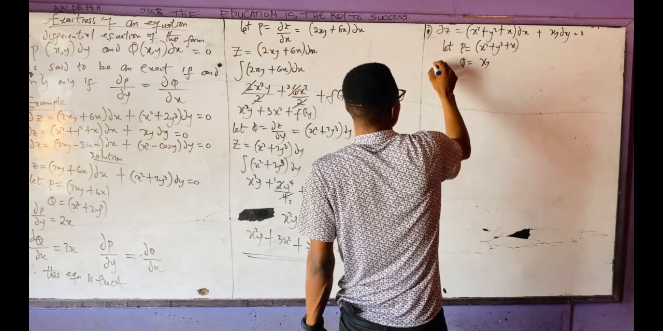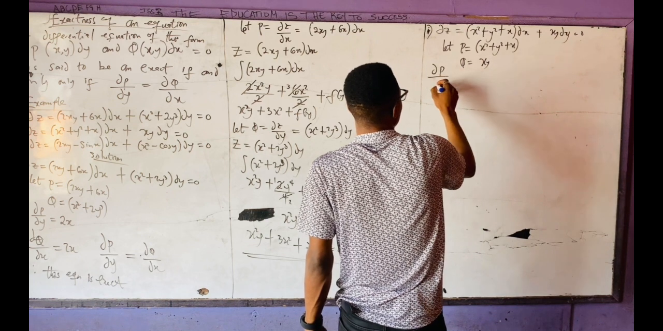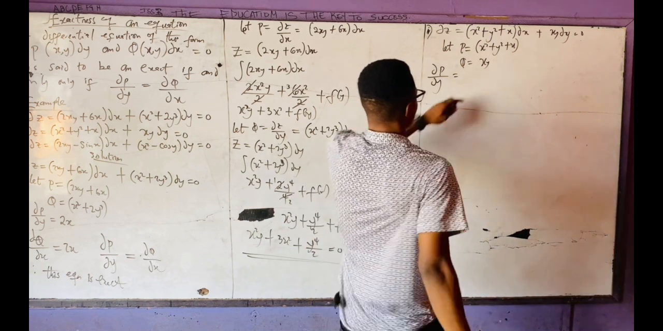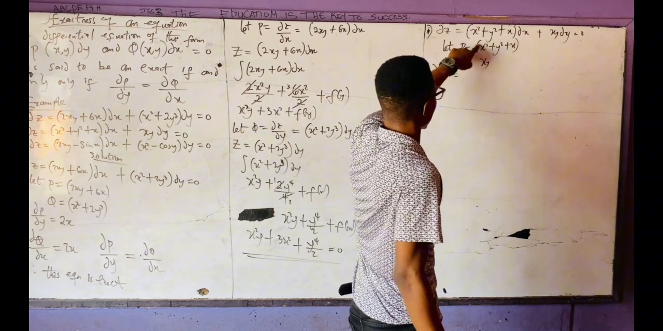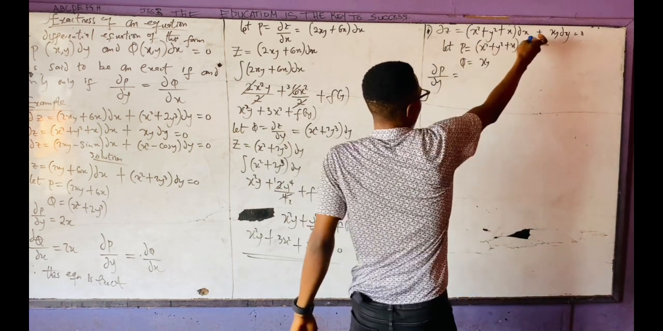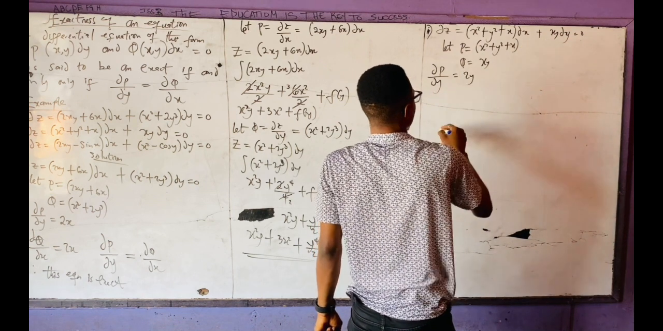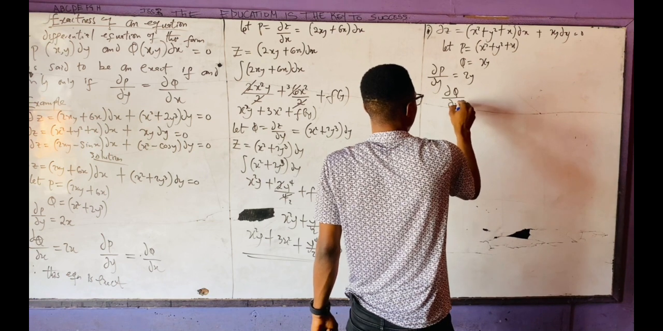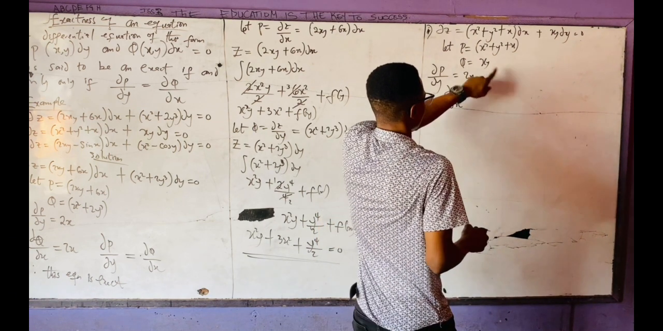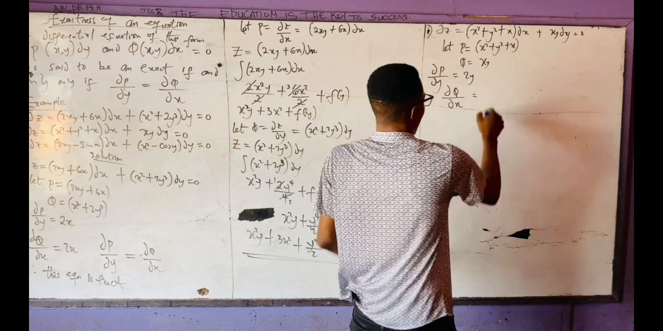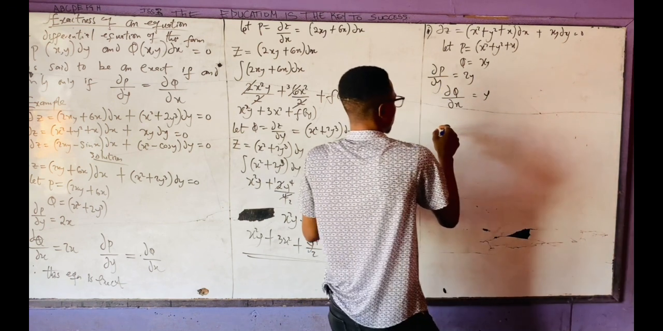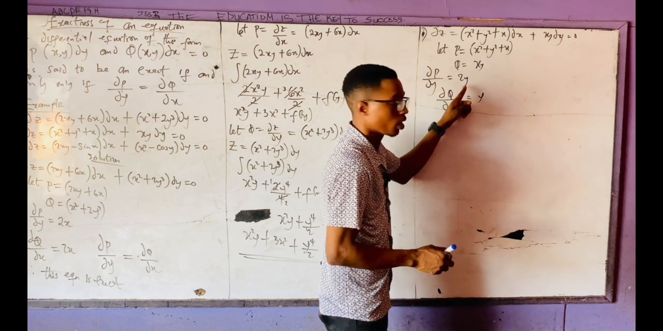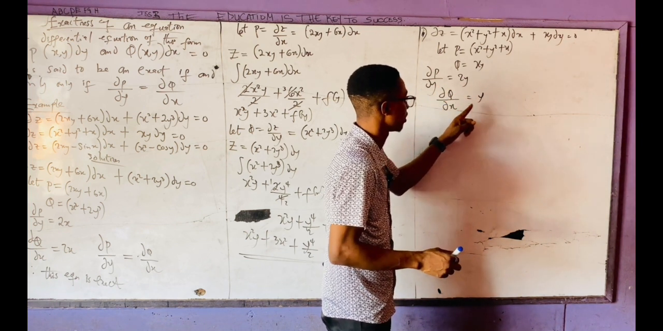So if I differentiate p with respect to y, this becomes 0, this becomes 0 as well, this becomes 2y. At the same time, if I differentiate q with respect to x, I'm going to have y. Now we can see dp over dy is equal to 2y and dq over dx is equal to y.